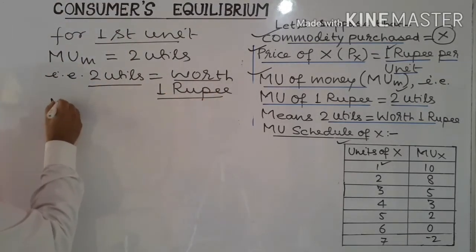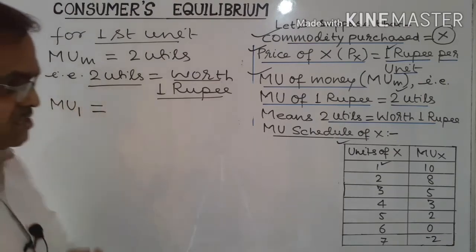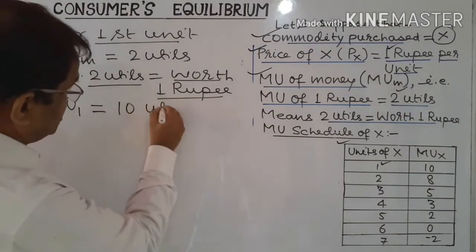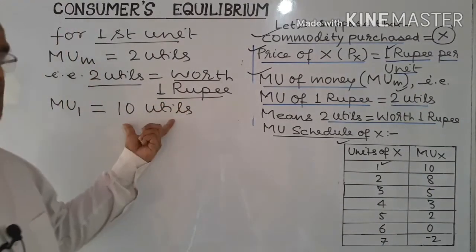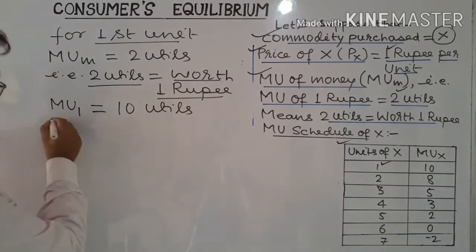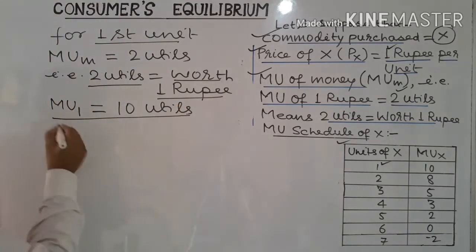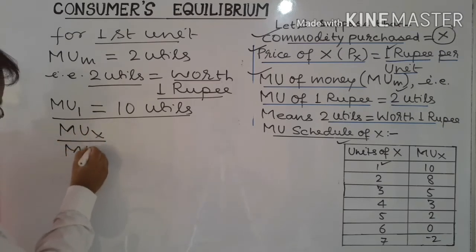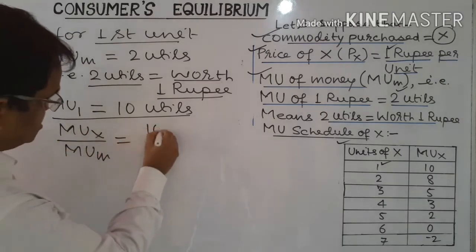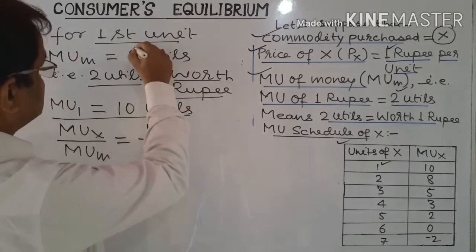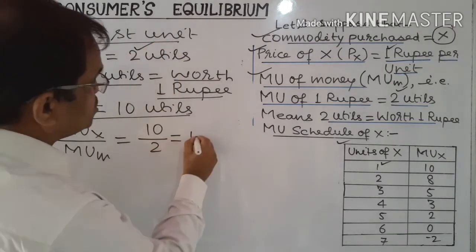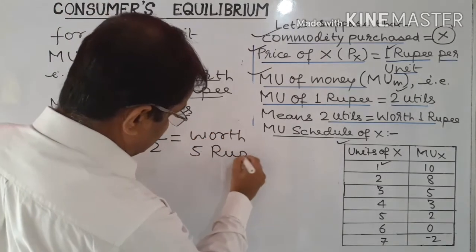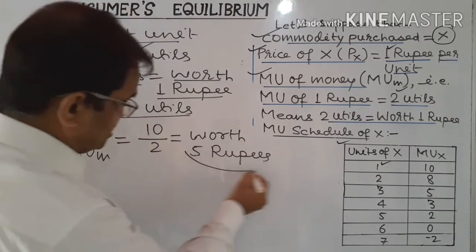Now what is the satisfaction that the consumer is getting from the first unit of the commodity? That is 10 utils. The first unit gives him satisfaction equal to 10 utils. Now this is the satisfaction in utils, so it has to be converted into money terms, MUx by MUm. What is this? This is 10 divided by 2, which is equal to worth 5 rupees. It means the consumer is getting satisfaction worth 5 rupees.